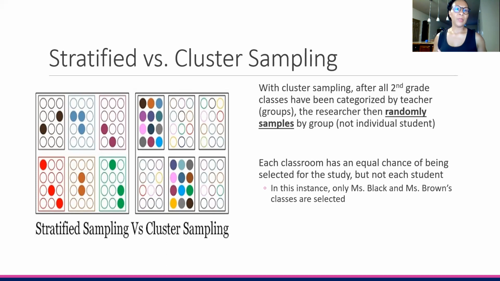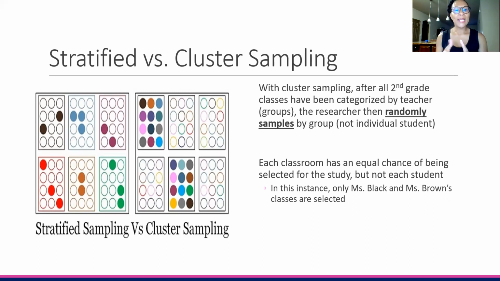With clustered sampling, we've taken all of the second graders and divided them based upon their classrooms. We still have the 6 classrooms, but then the researcher randomly selects by groups and not individual students. So each classroom has an equal chance of being selected for the study, but not each student.